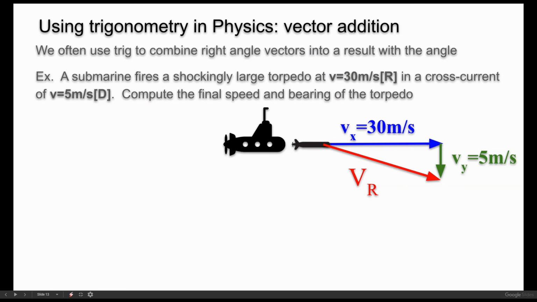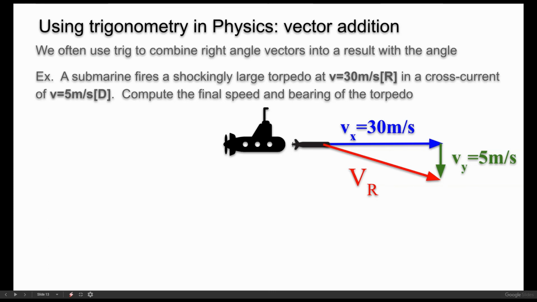In physics, how would we use this? The two most common uses is to assemble the sum of two 90-degree vectors. So let's say we have a submarine that fires a ridiculously large torpedo for the size of the sub, and the torpedo is moving at 30 meters a second to the right, but the water itself is moving 5 meters a second down on our screen.